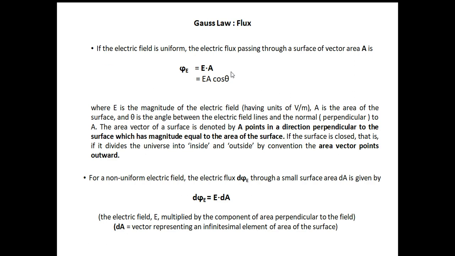So again, I will speak a little bit more on this flux. A little mathematics will be involved. If the electric field is uniform, the electric flux passing through a surface of vector area A is, now I will spend some time on what this A vector is, Phi E given as E dot A. Both of them are vectors. So it will be EA cos theta.